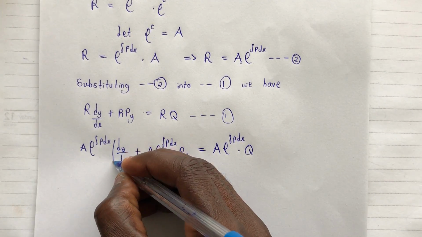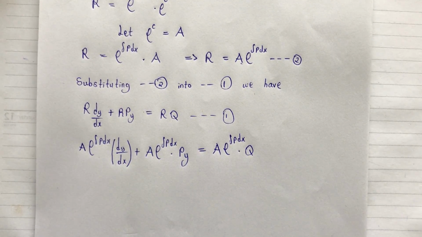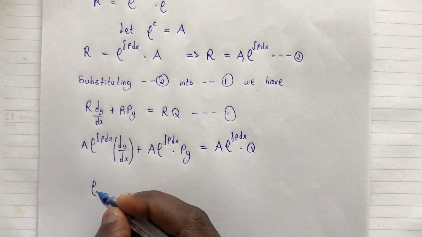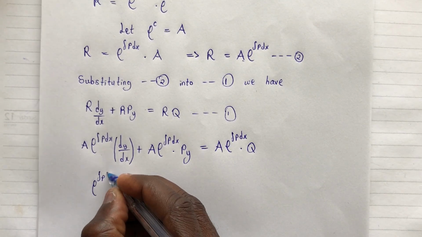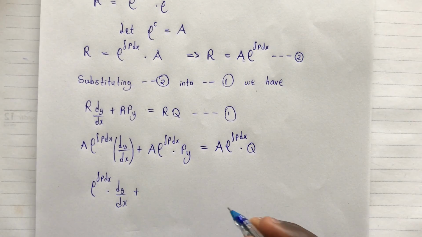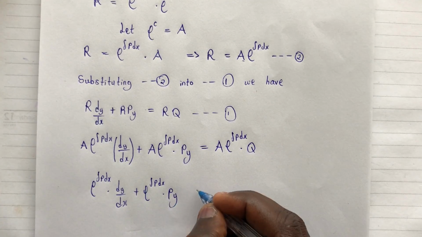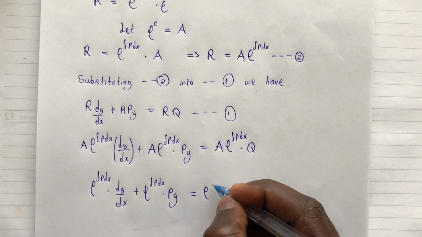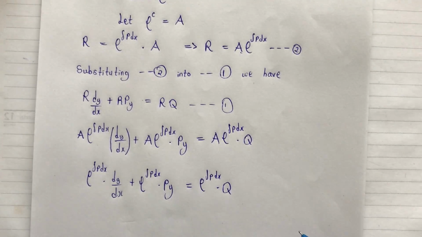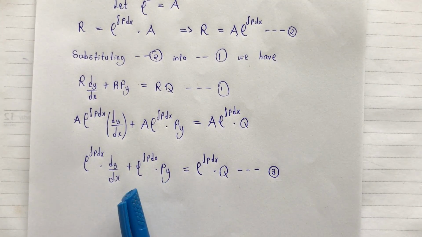Let's put this in one bracket. We can divide through by a to get rid of a. So let's assume we have done that, and the equation now becomes e^(∫p dx) times dy/dx plus e^(∫p dx) times py equals e^(∫p dx) times q. Let's label this equation 3. Now look at equation 3 very carefully.